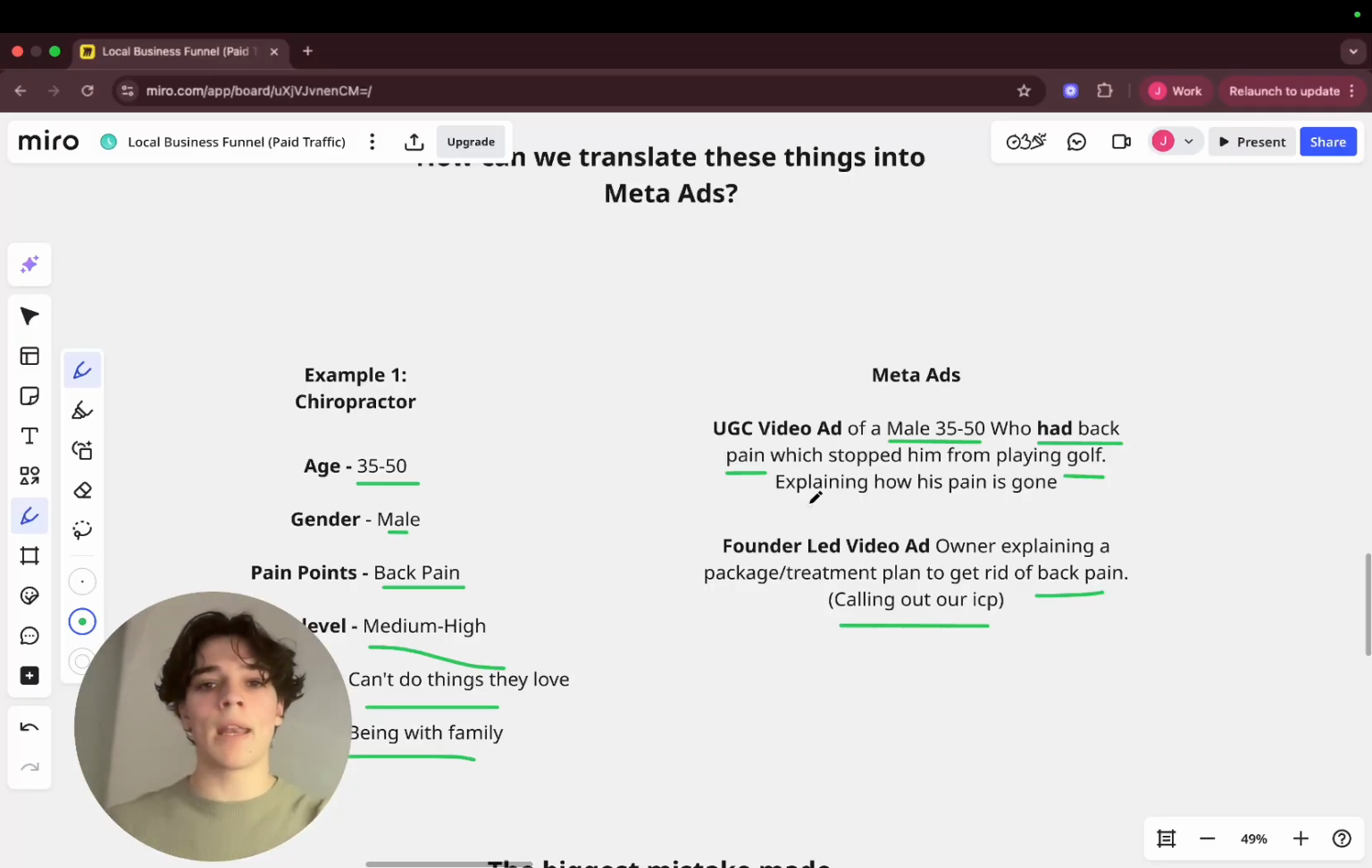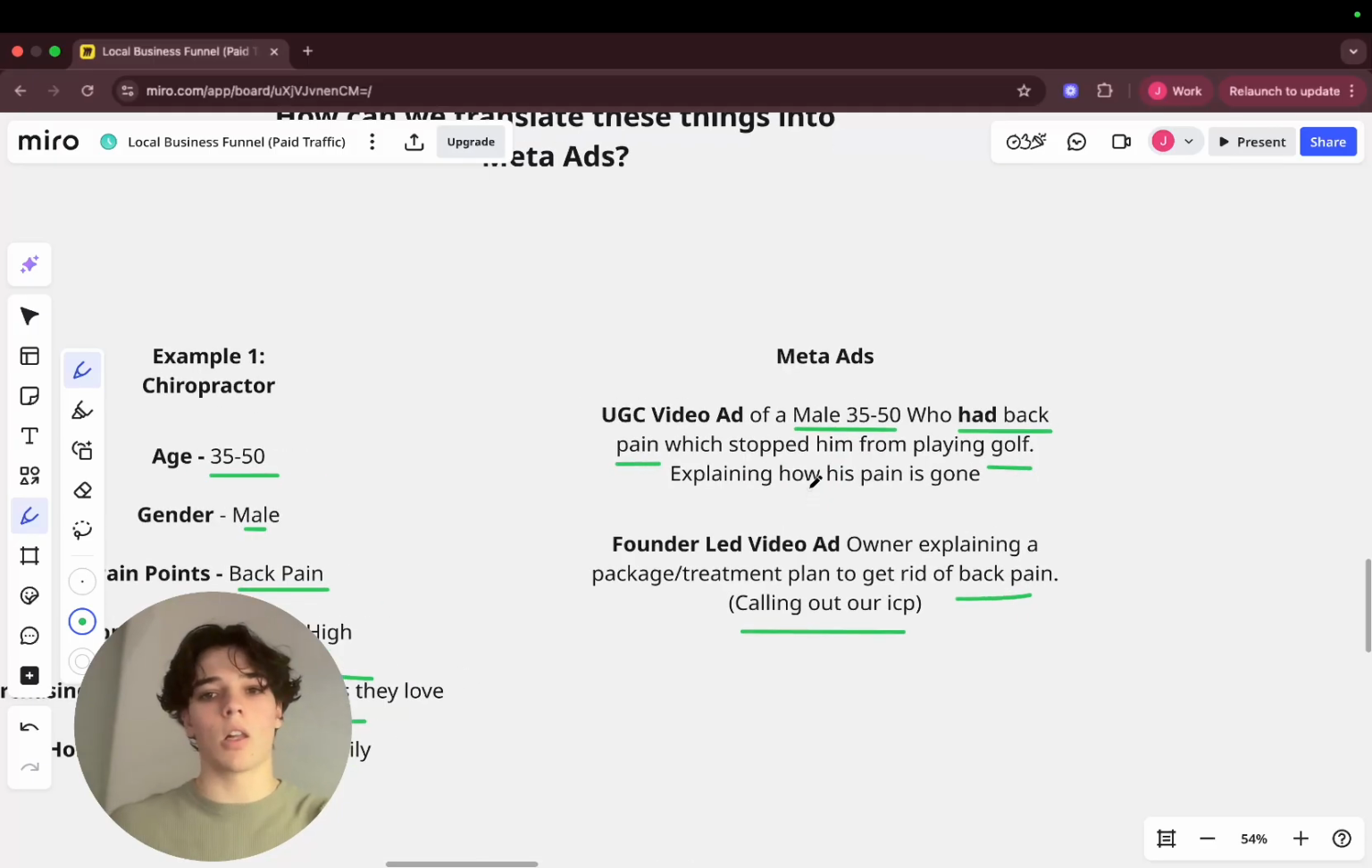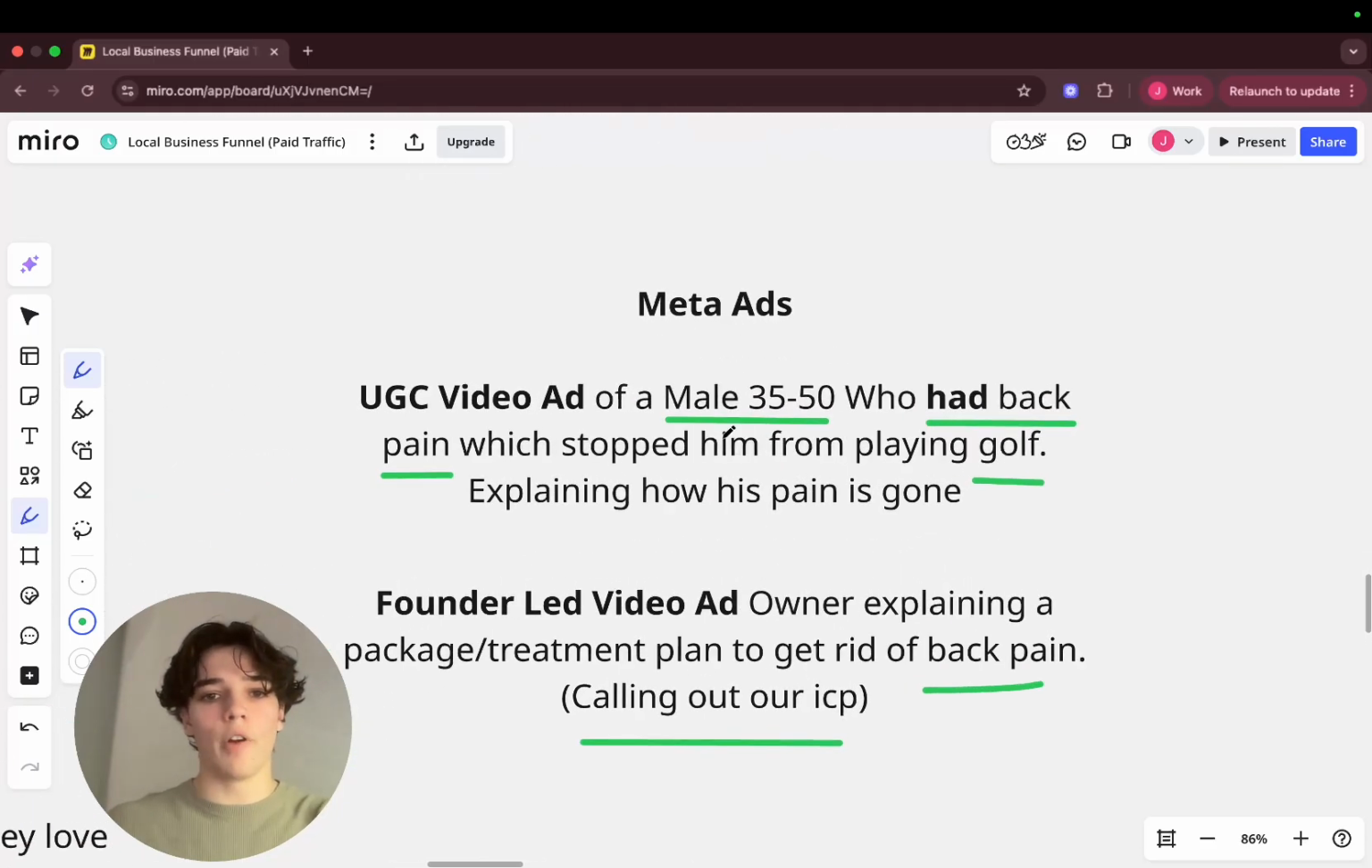So for example, you might have a UGC ad, which is basically a client review video ad of a male who is 35 to 50, who had back pain. So you're showing him how he had it, now he doesn't. And it stopped him from playing golf, because medium to high income usually play golf. It's a bit of a stereotype, but it's true. And pretty much him explaining how his pain is gone. So this will target people who are male, 35 to 50, who have back pain, who maybe play golf or something along the lines of that, and they have this problem and they want it to be solved, and they're seeing somebody who is very similar to them having that problem solved.